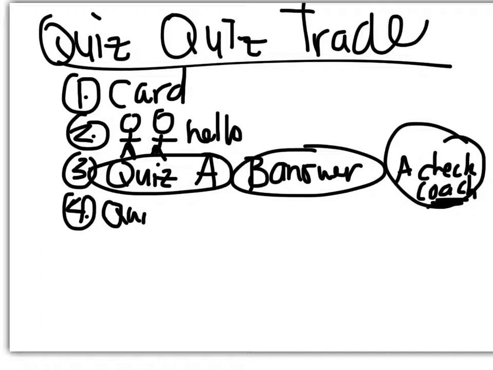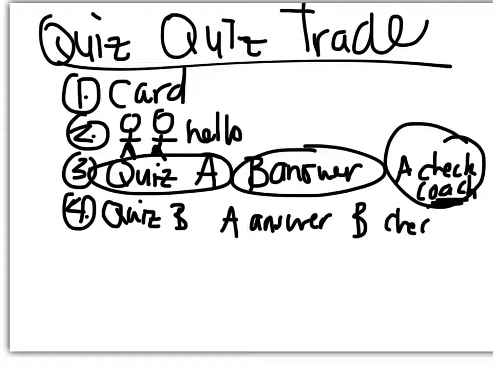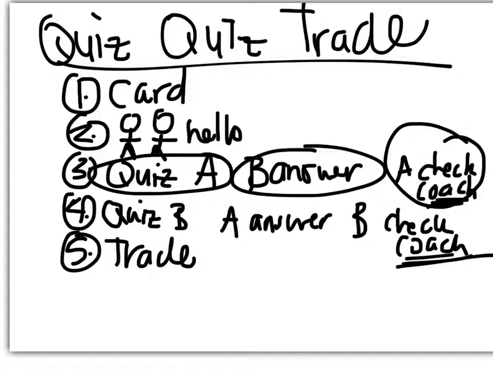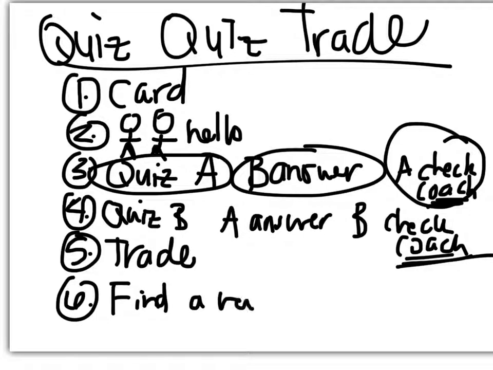So now B, you're going to be doing the quizzing. A, you are going to be doing the answering. And B, you are going to check your answer, and all the answers are on the back of the card, or coach. If you have a tough one, be a leader for me. Step 5 is you're going to trade cards. So you are now getting a new card in the process. The last step is you are going to repeat these steps. You're going to find a new partner. So within like 5 minutes, you should have talked to at least 5 people, maybe even more.